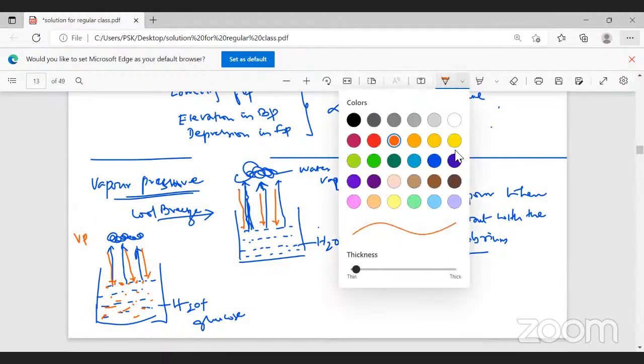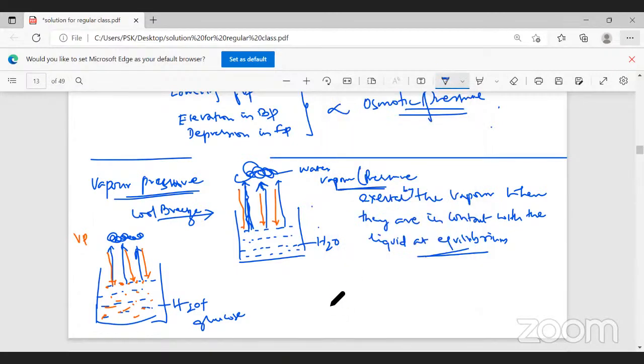Now my question is, pure water we have taken, and we have measured the vapor pressure; we will mark the vapor pressure of the pure water as A, and we will mark the vapor pressure of the solution as B. Since we are adding glucose, it becomes a solution. Now tell me, will the vapor pressure of A be more, or B be more, or will it be the same?